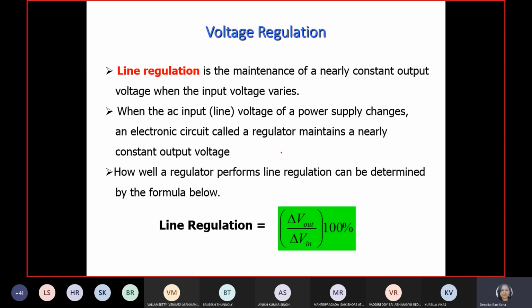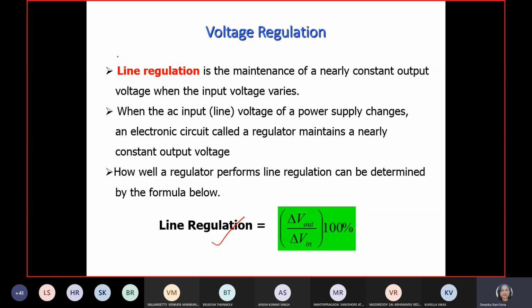Yes guys, regulators are available in two types: line regulator and load regulator. In line regulation, the output voltage from the regulator circuit varies with respect to the change in the AC input voltage or power supply voltage. The rule of line regulation says that irrespective of the change in the AC input voltage, the output is almost constant. So what is the line regulation formula? It is the change in output voltage to the change in input voltage times 100%. This formula is used for line regulation.